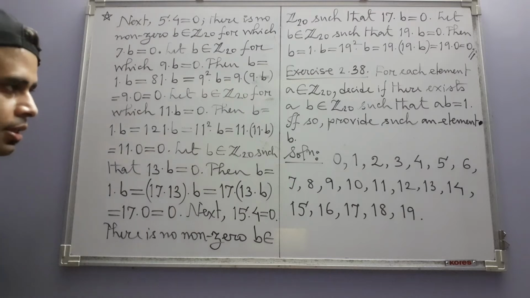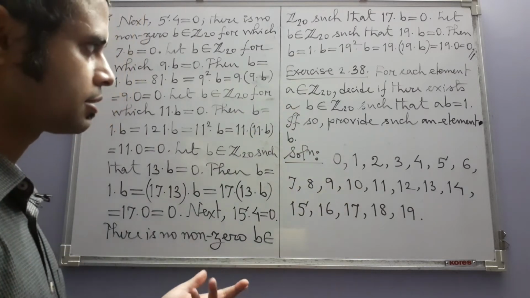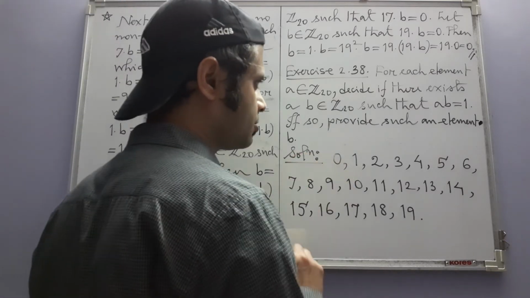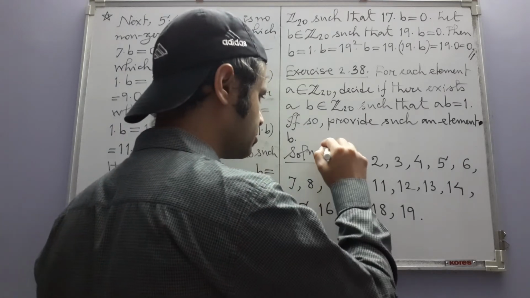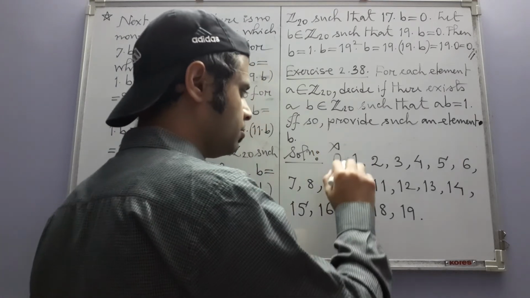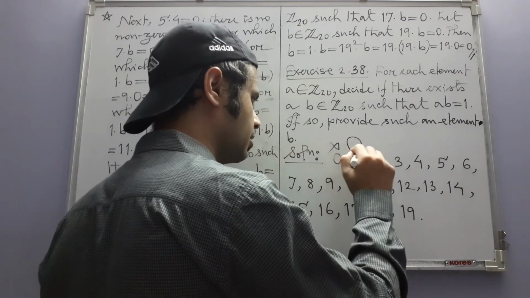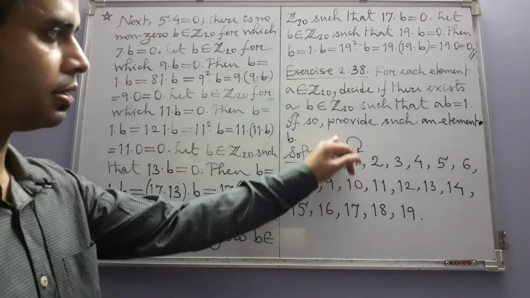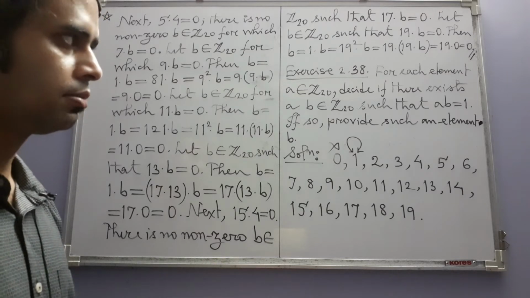And then we will say in each case whether such an element exists. For a equal to 0, clearly such a B cannot exist because 1 is not equal to 0. For a equal to 1, B is 1 itself. We express that fact by drawing a loop over 1. For 1 is the B.